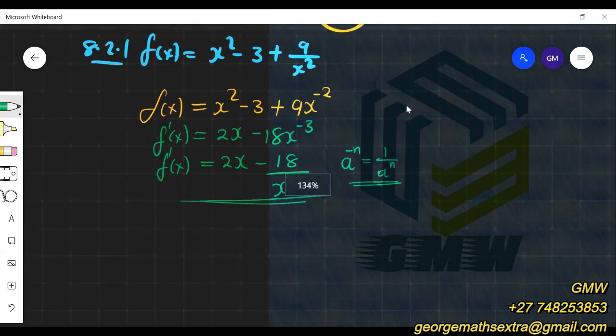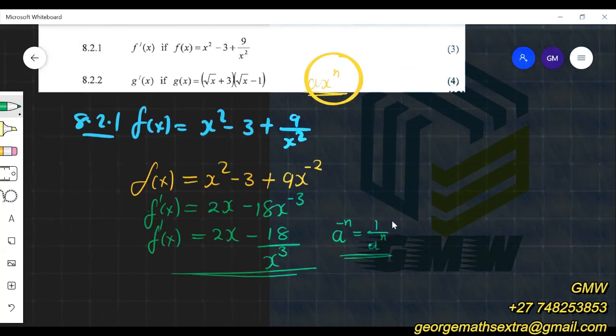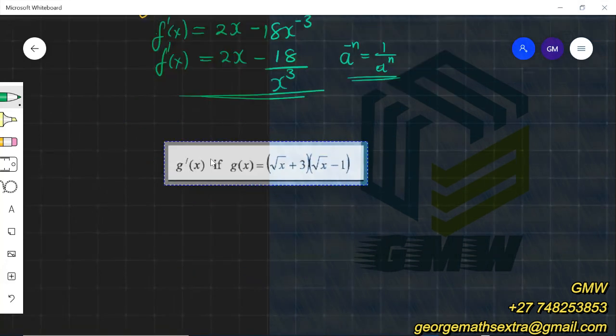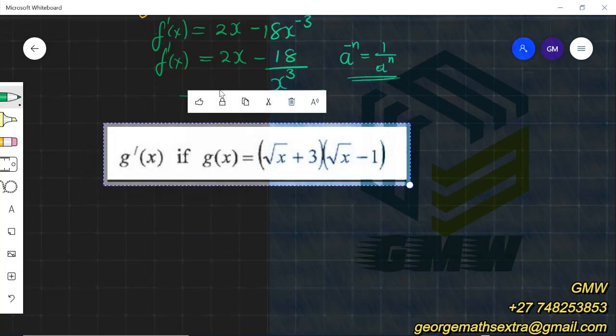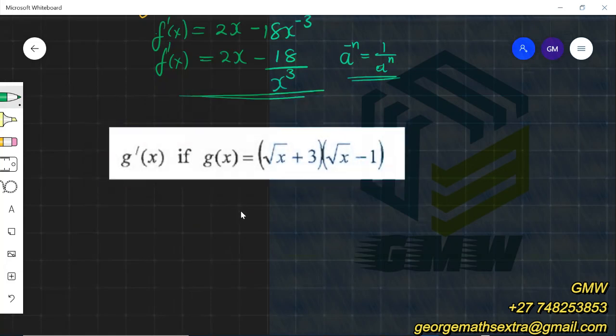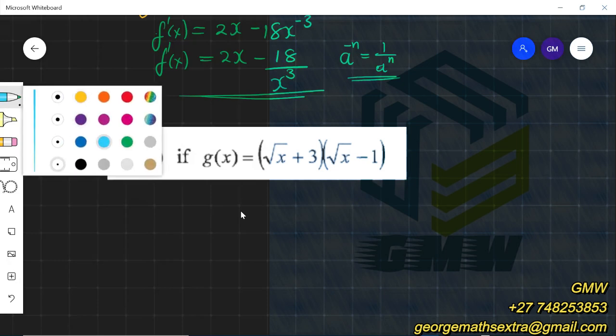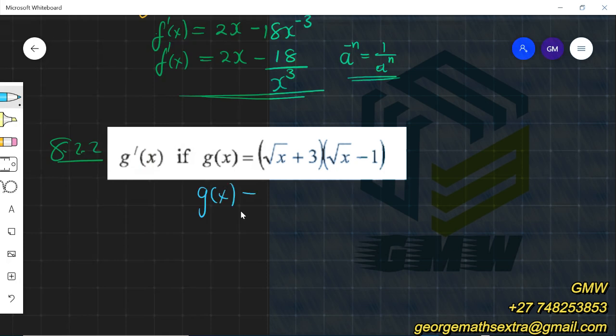Then we also have the second one. It says determine g prime of x. Again, for us to get g prime, this question which we are given is not in the format that I know how to differentiate. However, we can drive it there. But as we drive it, don't write prime yet, because you are not differentiating yet. You are just preparing this.